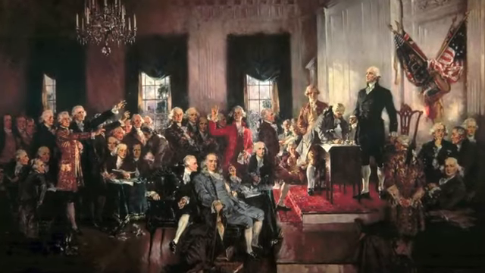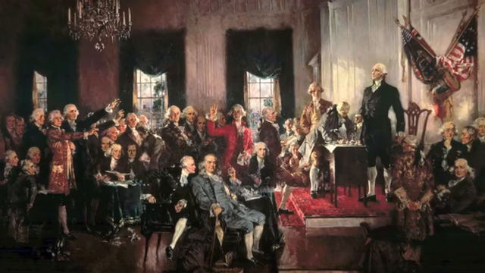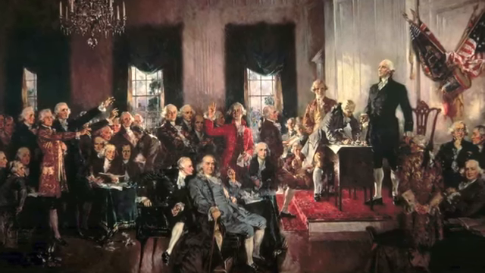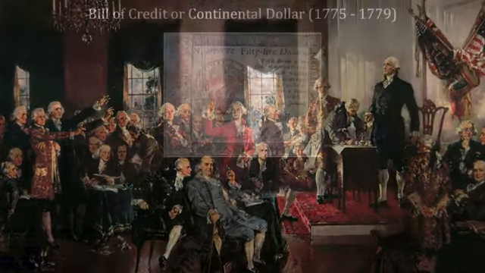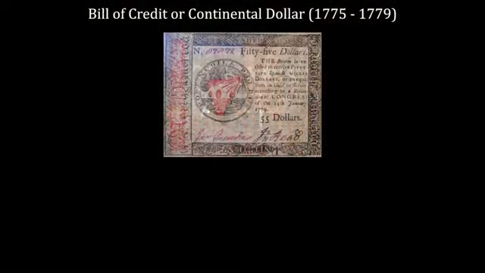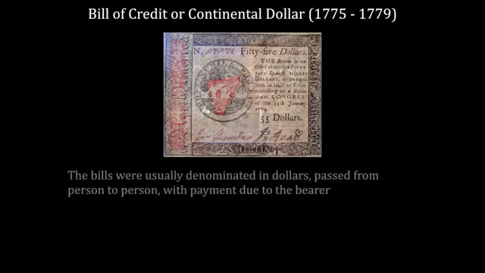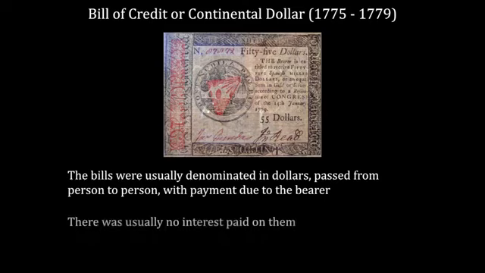Prior to the ratification of the U.S. Constitution, the United States also experimented with a paper currency as a medium of exchange. This paper money, known as bills of credit or continental dollars, was issued from 1775 to 1779. These bills were usually denominated in dollars and could be passed from person to person with payment due to the bearer. There was usually no interest paid on them.